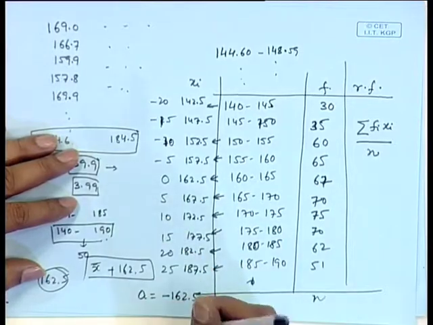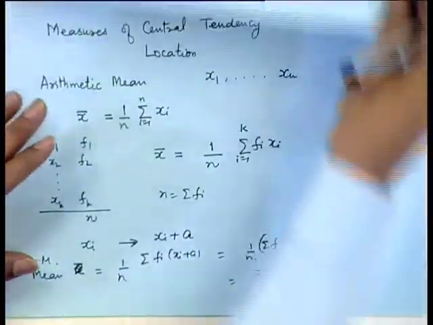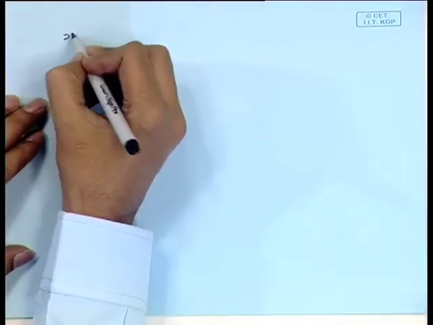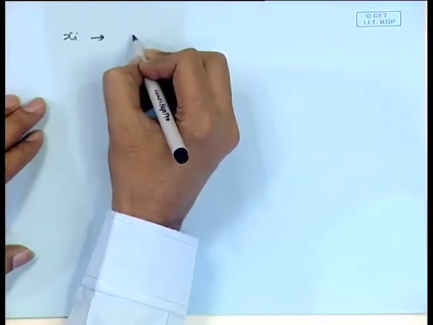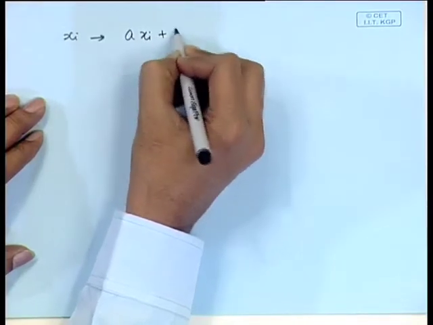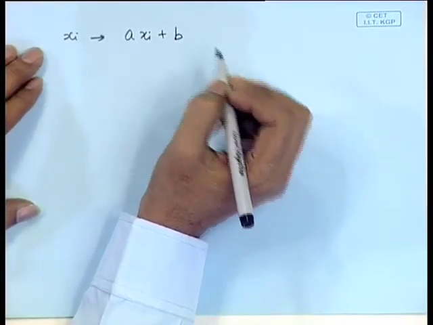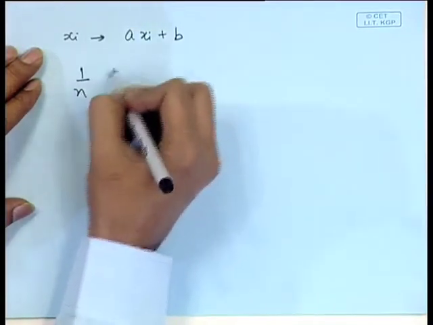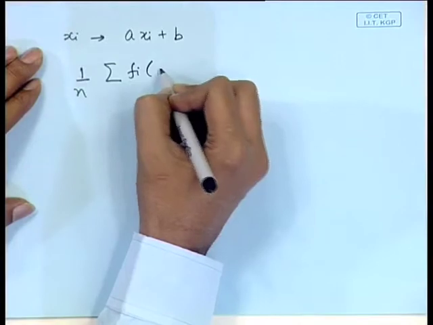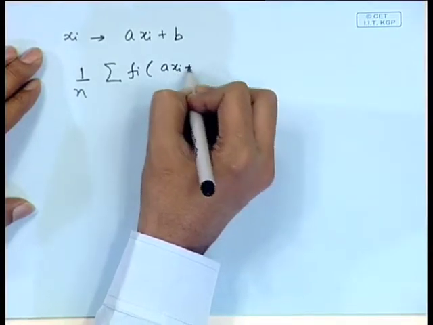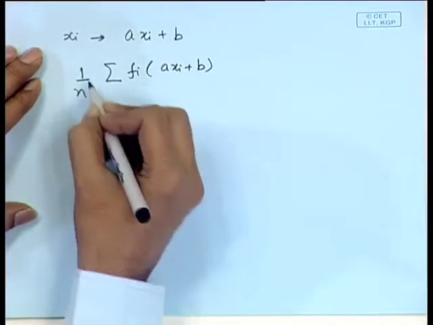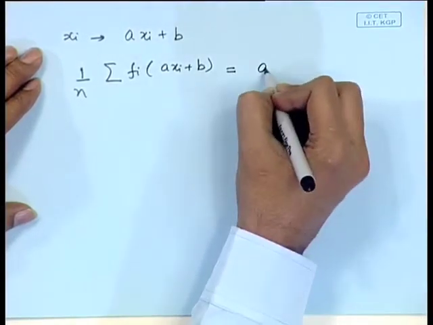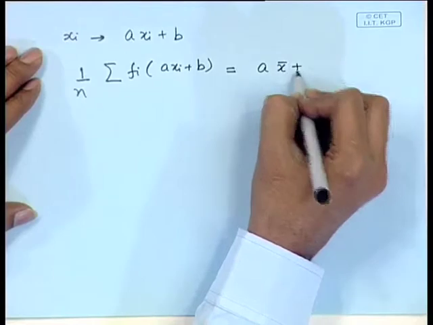Sometimes we may scale also. For example, I may transform x i to a x i plus b. In that case, your arithmetic mean will become 1 by n sigma f i (a x i plus b). Even if we expand this, I get a x bar plus b.